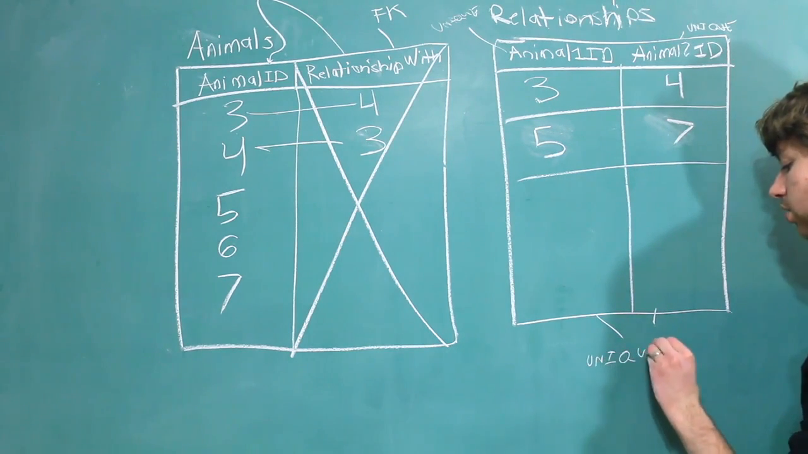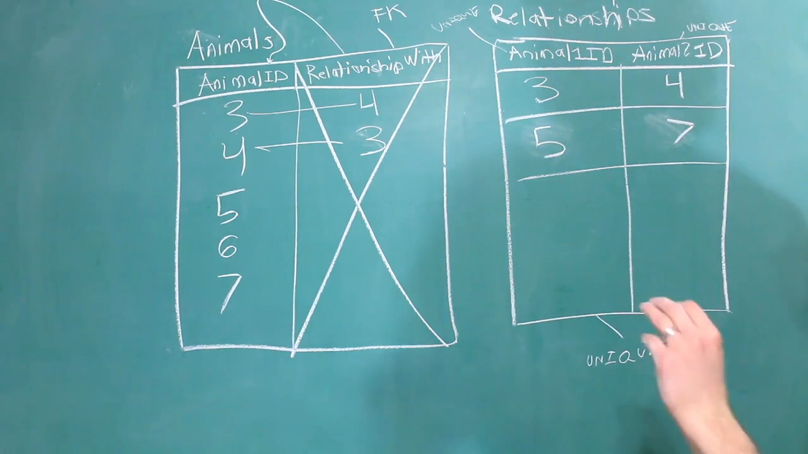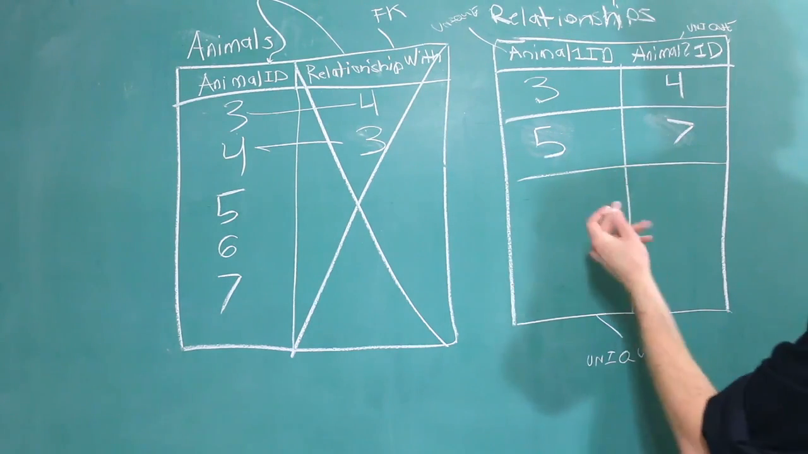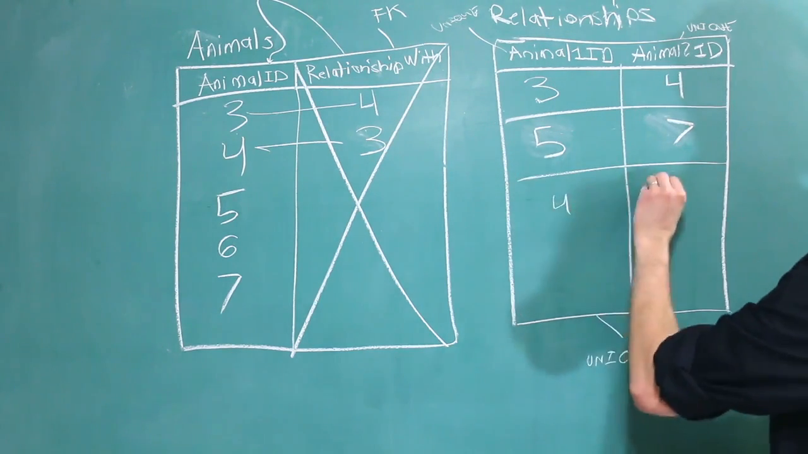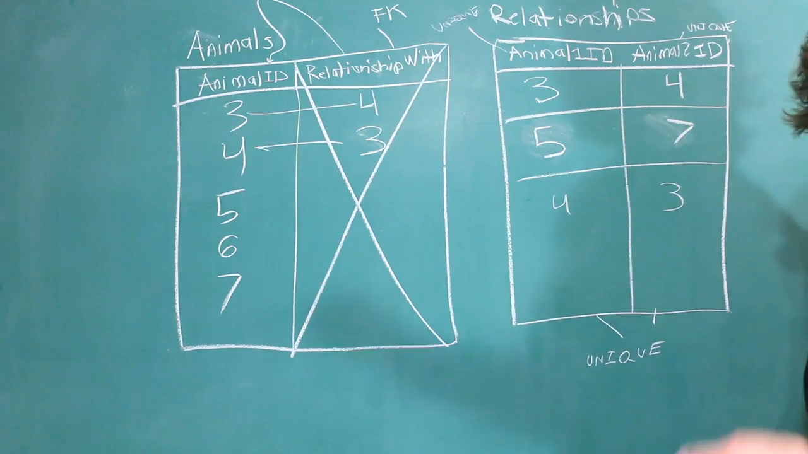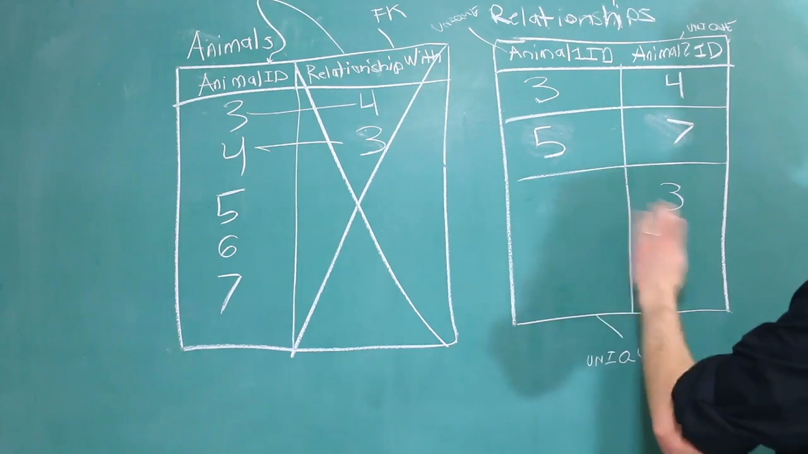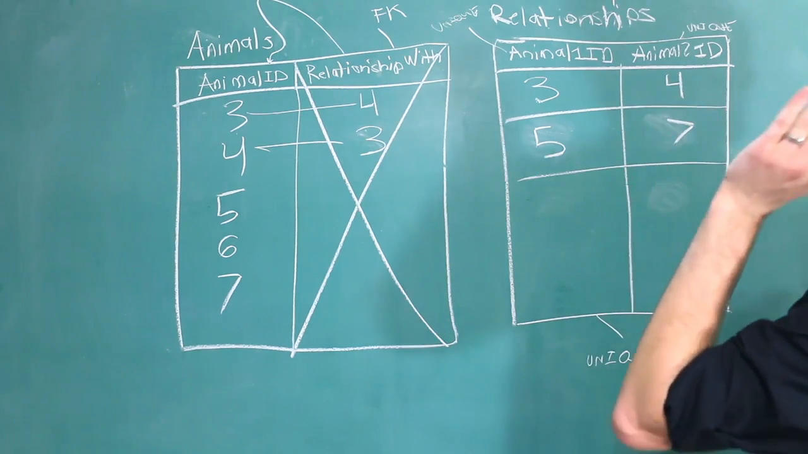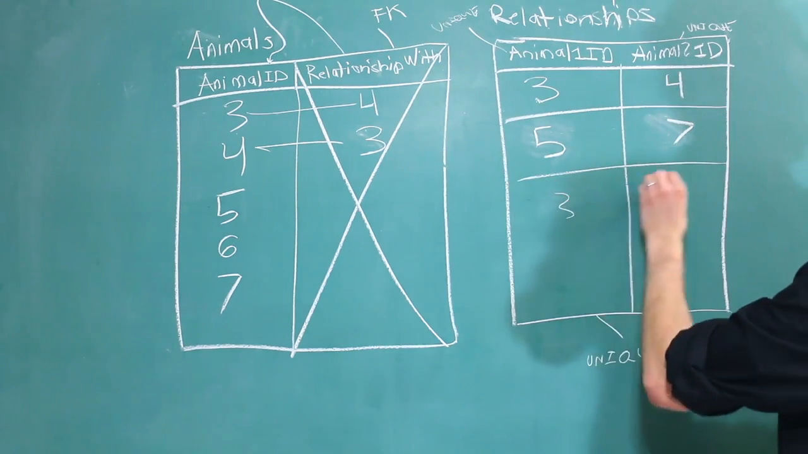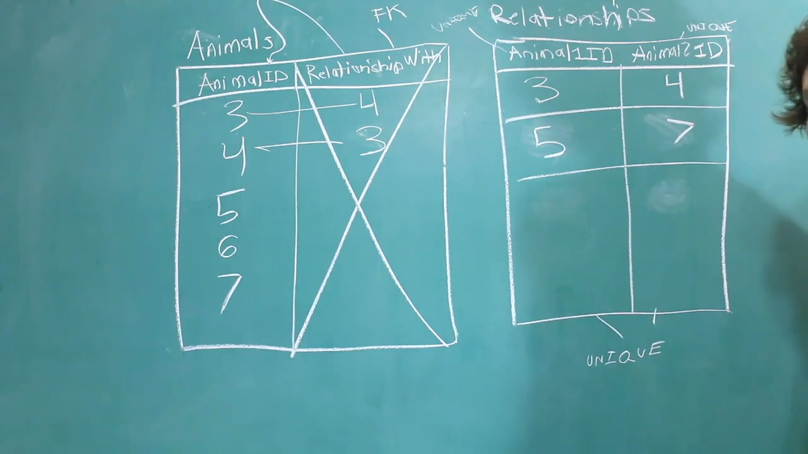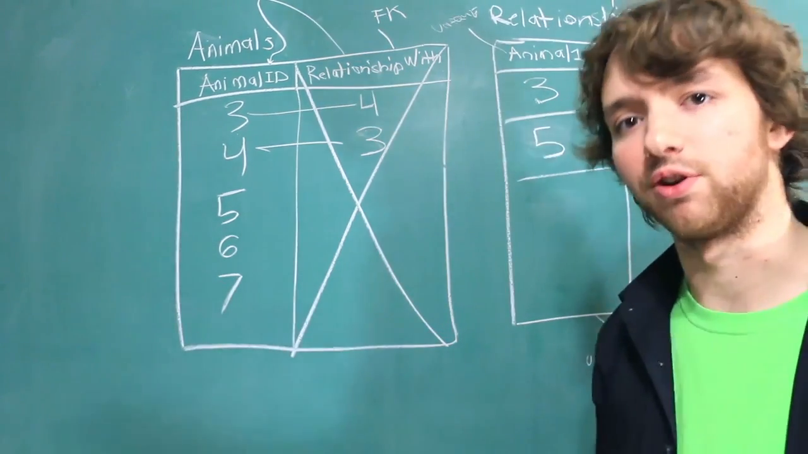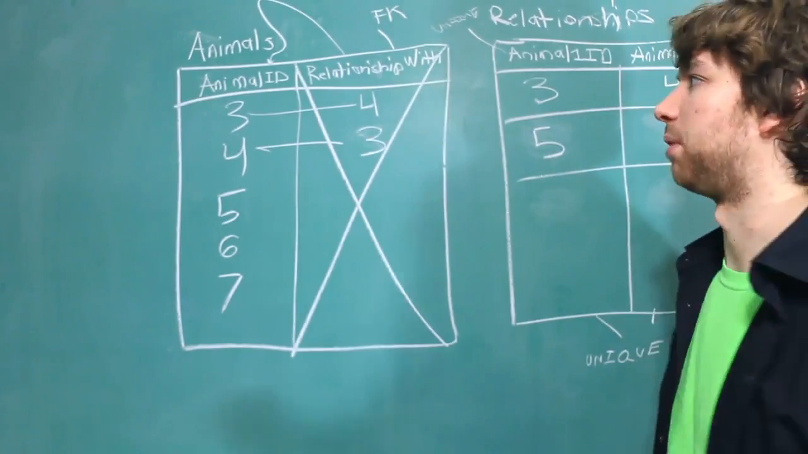Now, something I don't know is how to enforce uniqueness this way. So that way, if we had 4, 3, it would be a violation. So if you guys know how to do that, please leave a comment and let me know how to do that. But for now, we'll just leave it at this. So that way we can have 3, 4, but we couldn't have 3, 5. You sick animals, gosh.